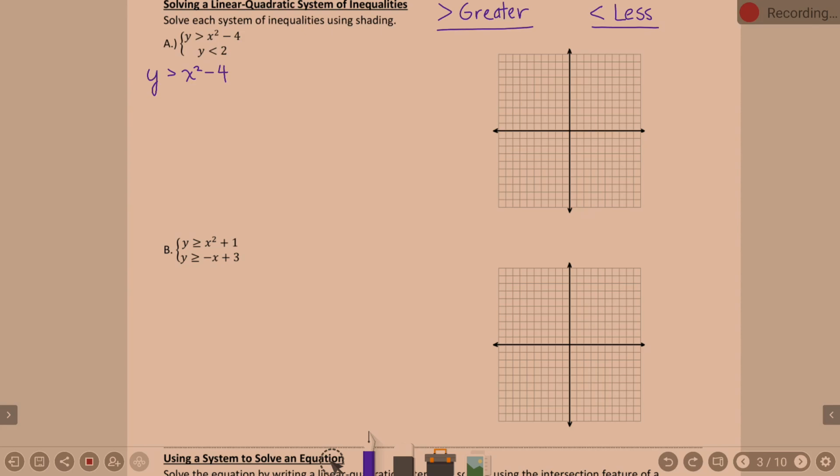So, when we go to graph y greater than x squared minus 4, I want you to just think about y equals x squared minus 4. We'll worry about the greater than, what that means, in a moment. But the graph, y equals x squared minus 4. Thoughts there? It's like yesterday. Put it in the form.